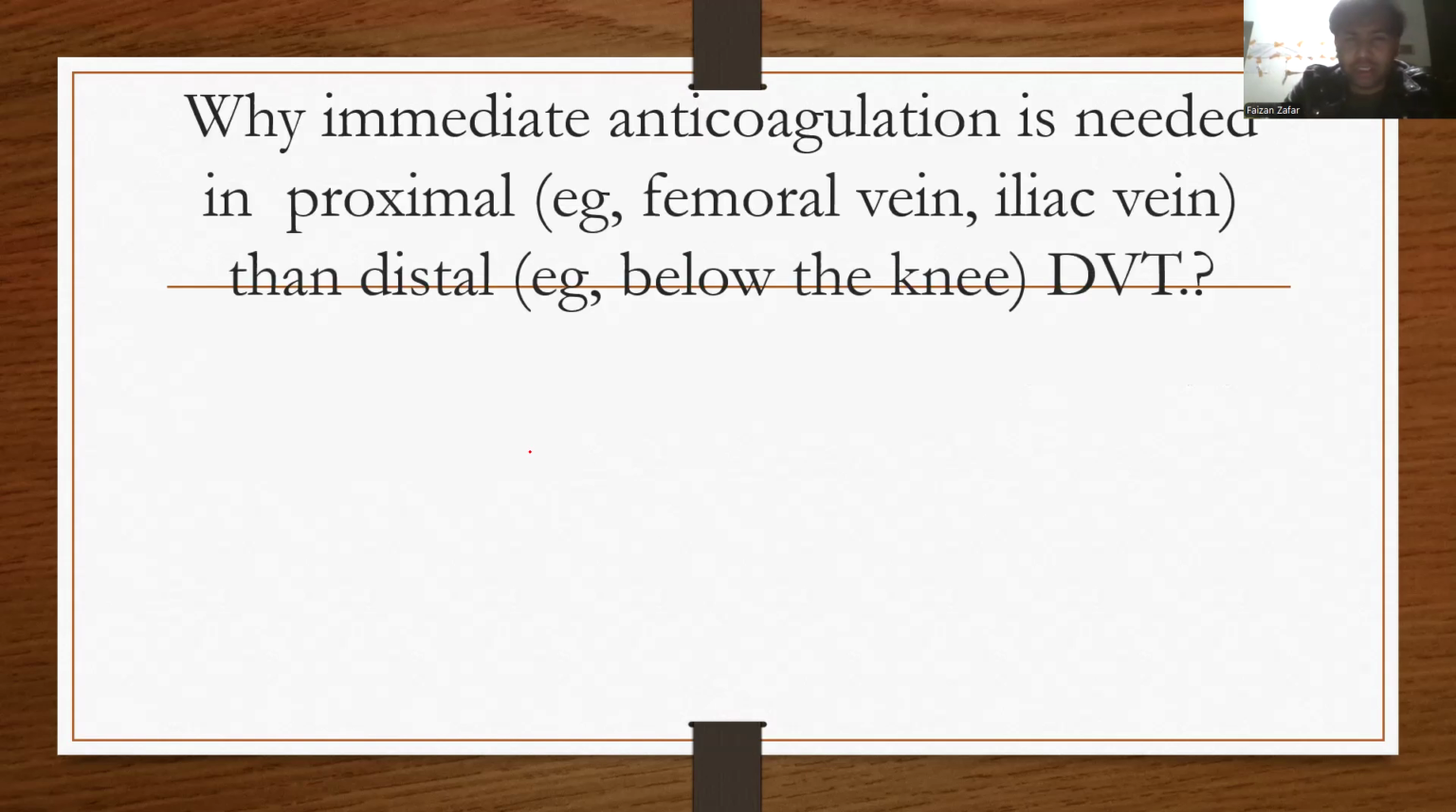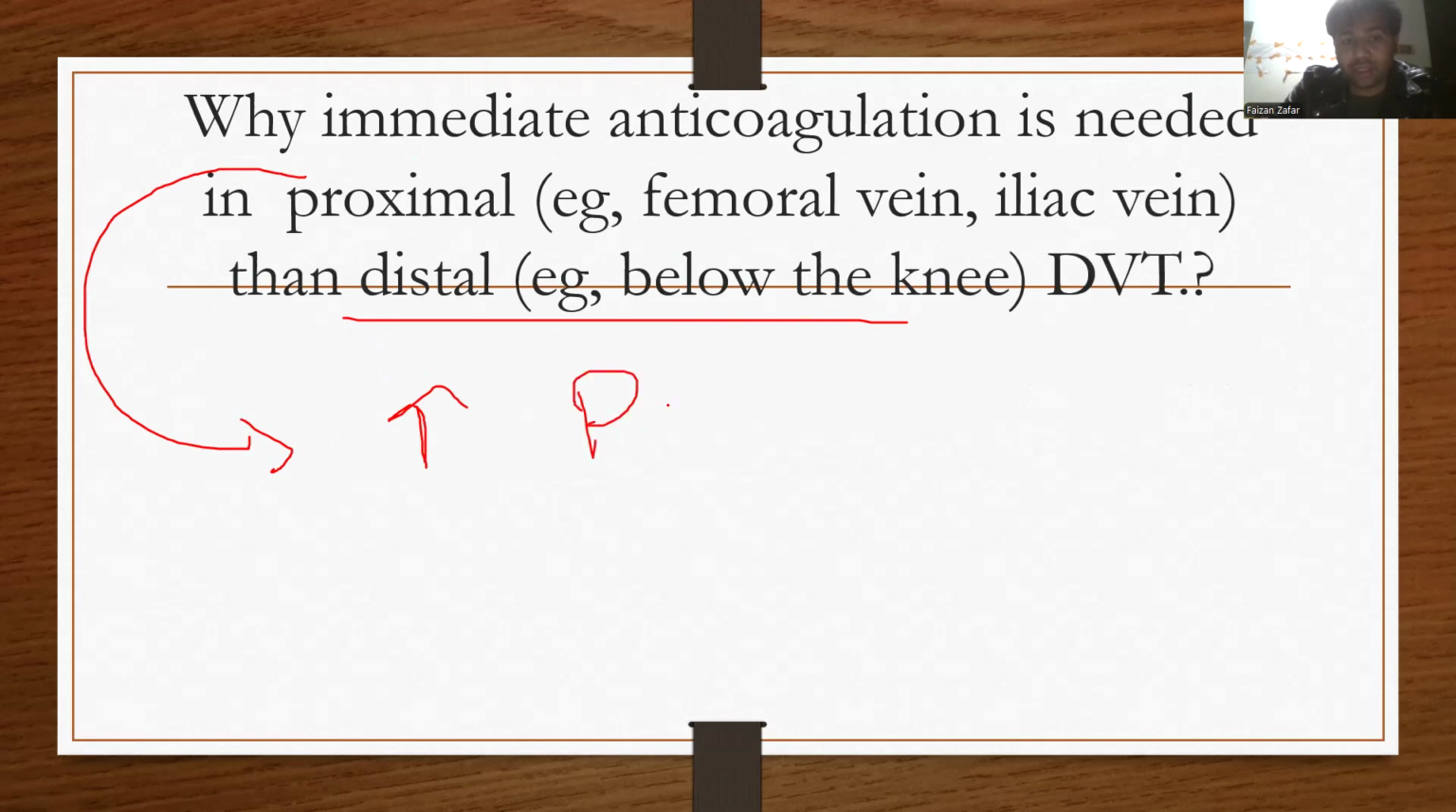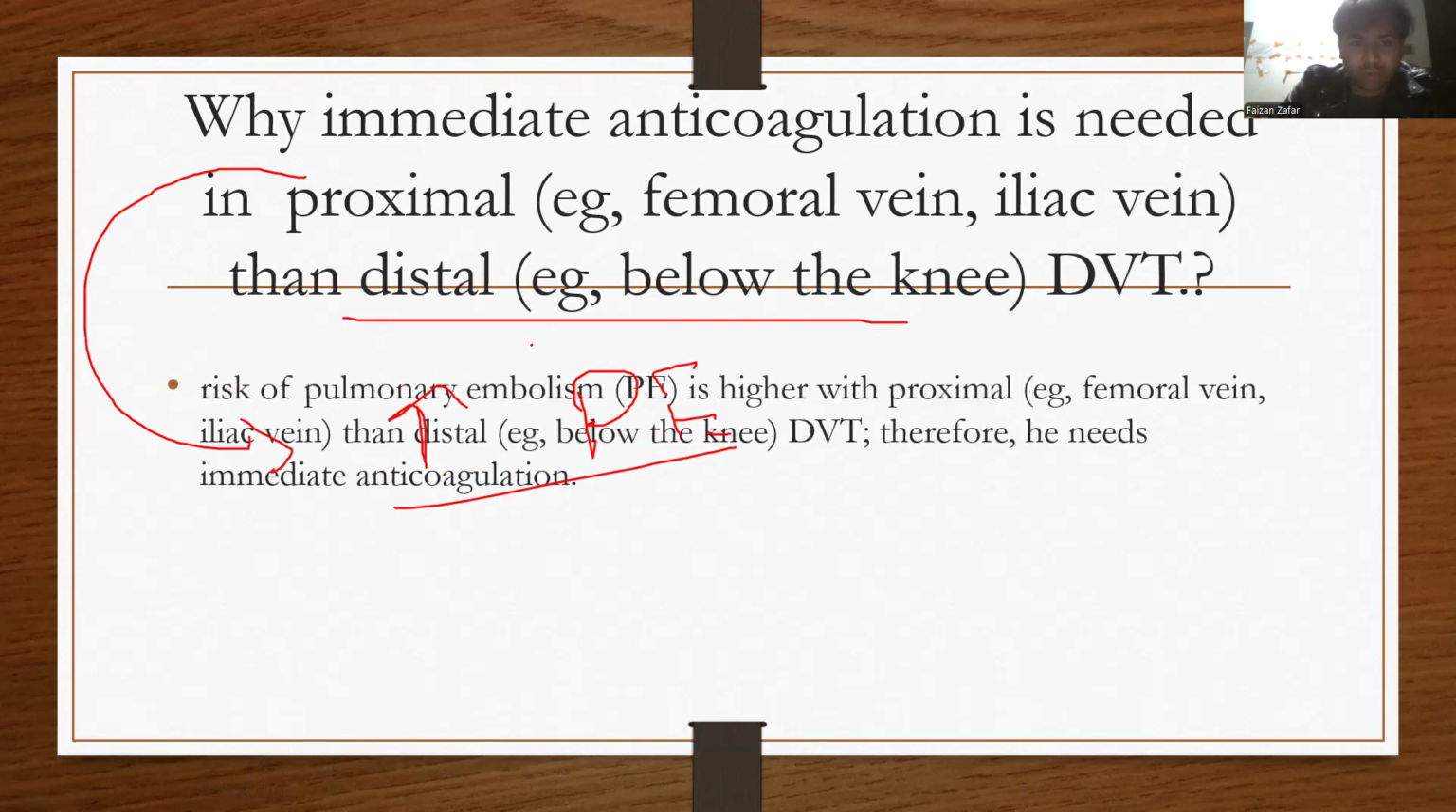Why is immediate anticoagulation needed in proximal DVT rather than distal DVT? We already discussed this question. The proximal DVT has an increased risk of pulmonary embolism, so that's why we give immediate anticoagulation to this patient. The risk of pulmonary embolism is much higher with proximal DVT as compared to distal DVT below the knee.